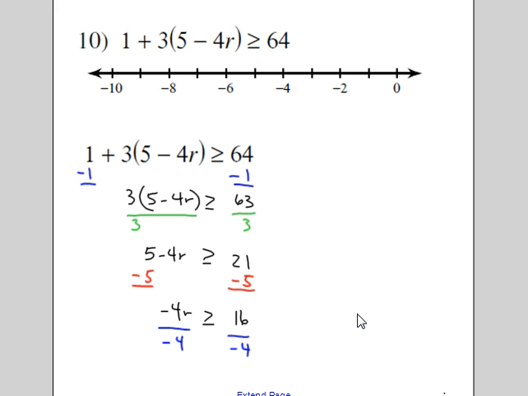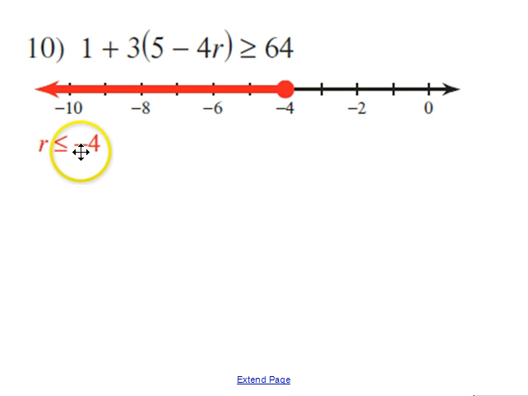So here I am dividing by -4, but notice that arrow has now changed. So now those canceled, I just have r. 16 divided by -4 is -4, but my arrow direction has changed. And the computer program came up with the same answer, r is less than or equal to -4.